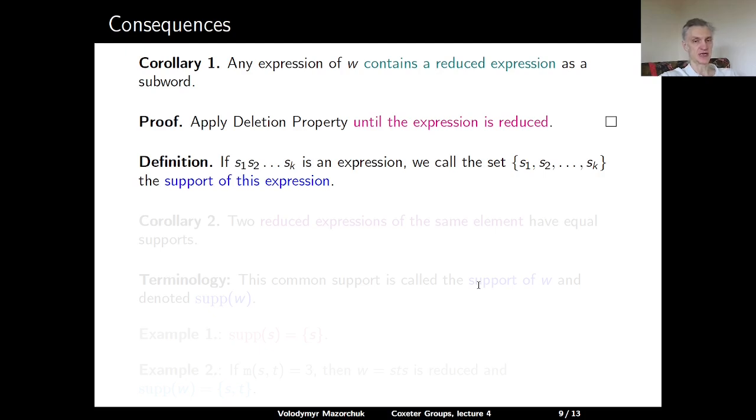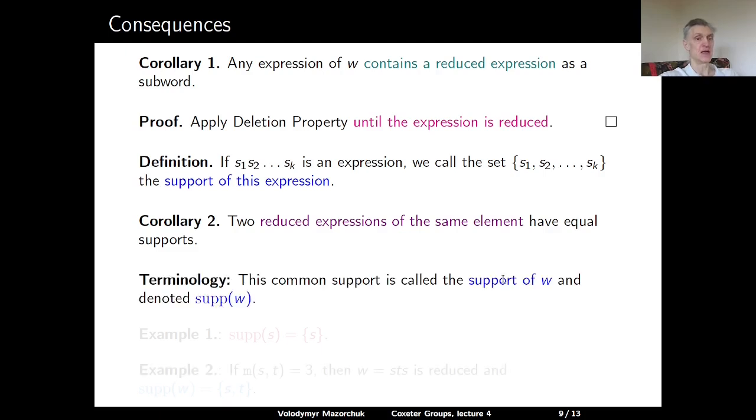If we have some expression s1, s2, and so on up to sk, then the set of simple reflections which appear in this expression will be called the support of this expression. Corollary 2. Two reduced expressions of the same element have equal supports. And terminology, of course, this common support is called the support of the element w, and we will denote it by supp of w. So for example, the support of a simple reflection is that reflection.